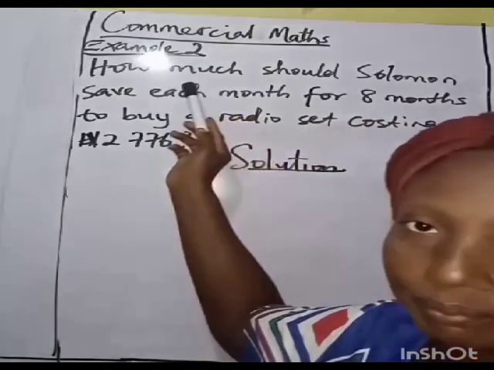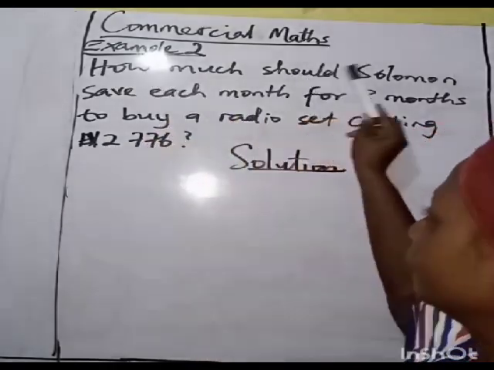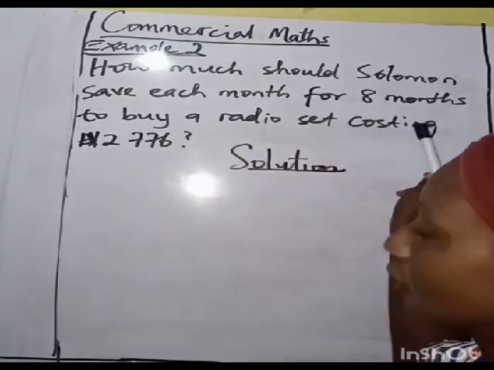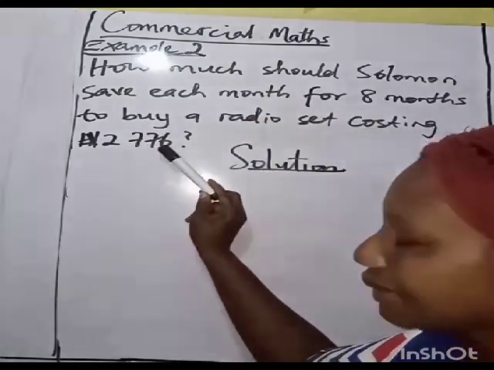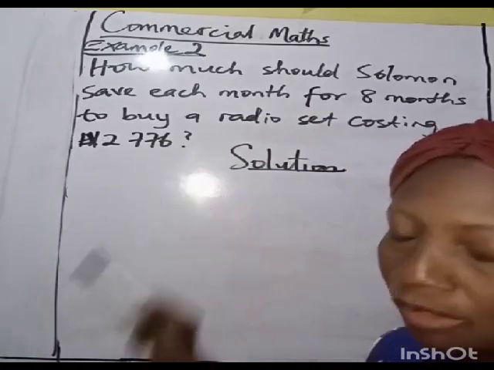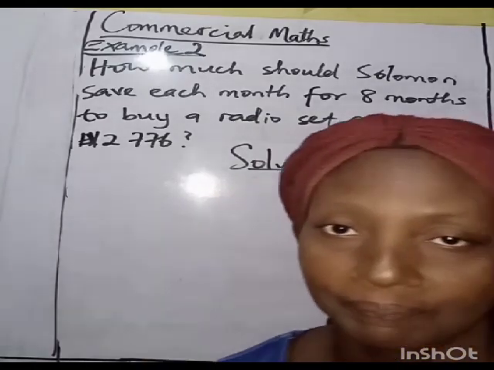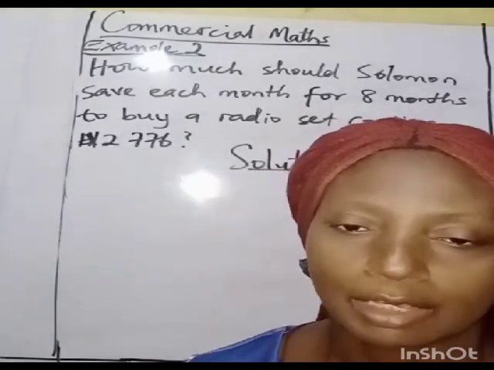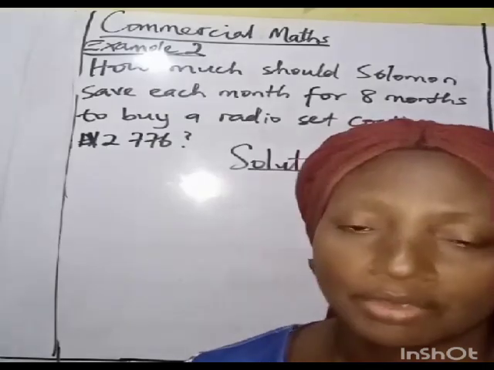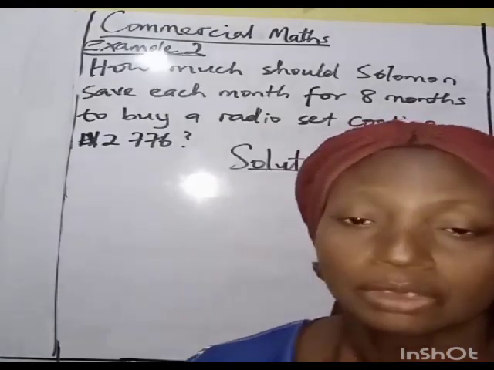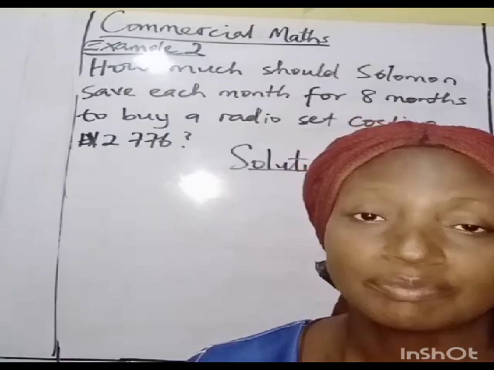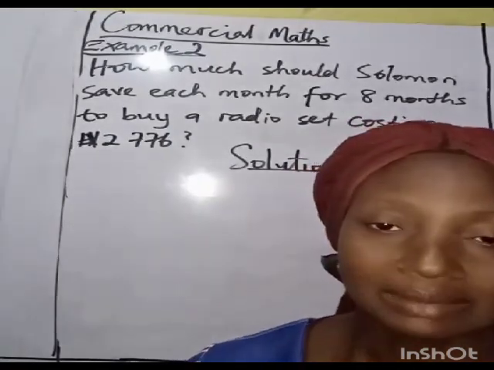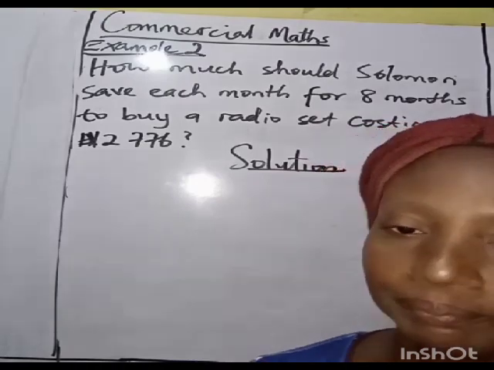Question number 2. How much should Solomon save each month for 8 months to buy a radio set costing 2,776 naira? So Solomon wants to buy a radio. The cost of the radio is 2,776 naira. And he has to save some money every month for 8 months. So the question is, how much is he going to save monthly so that at the end of 8 months, he should have saved 2,776 naira.